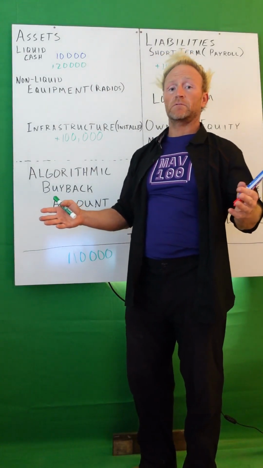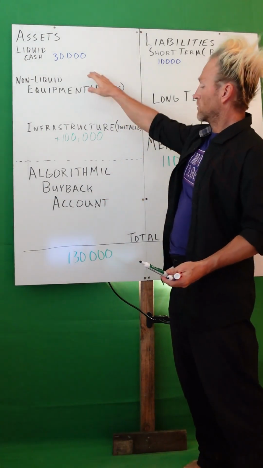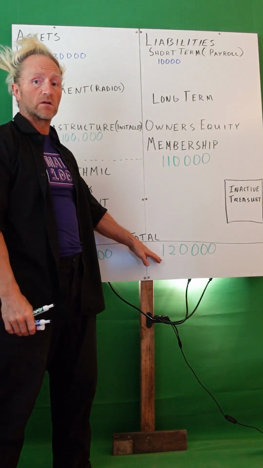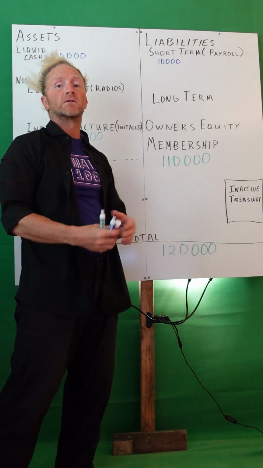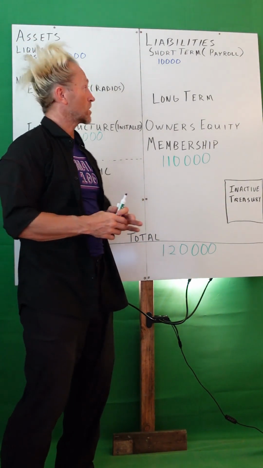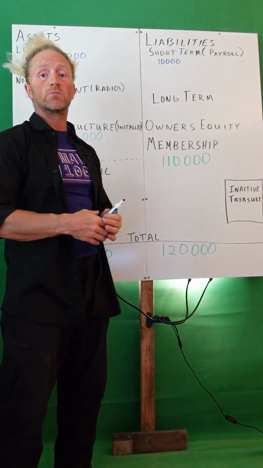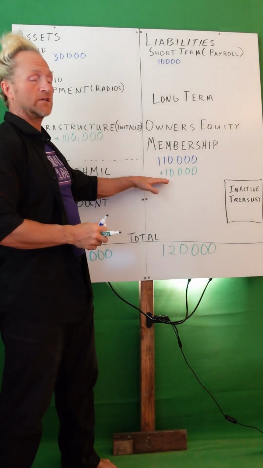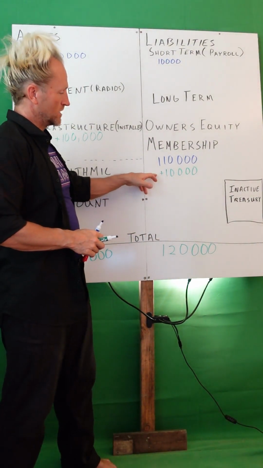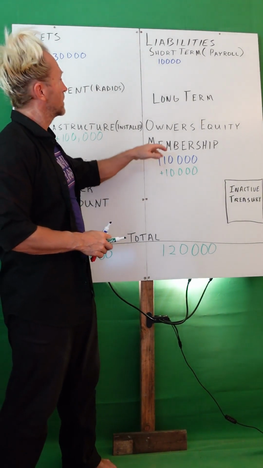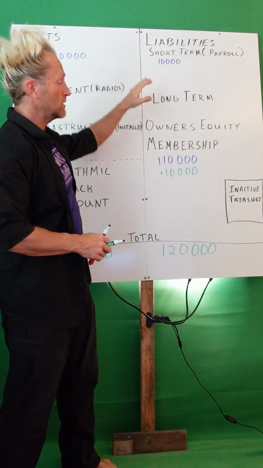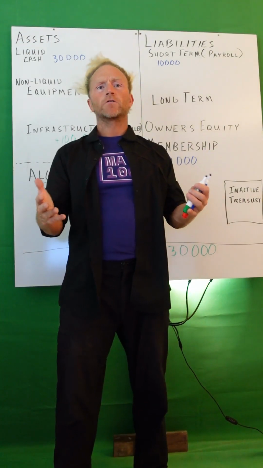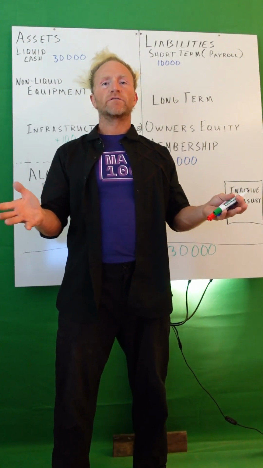We made a profit. So now you'll see we have $130,000 on this side. We have $120,000 on this side. We're not in balance. We made some money. Our assets are greater than our liabilities. How do we deal with this? We're going to add and distribute membership. This $10,000 in membership reflects the fact that we made money, and this will be distributed proportional to all the members. But how do we actually deliver a return on investment?